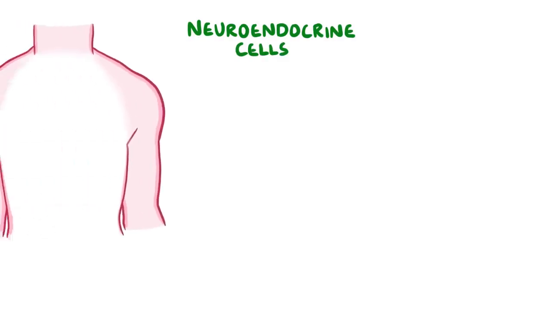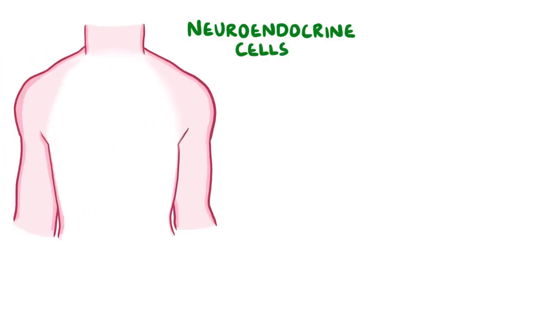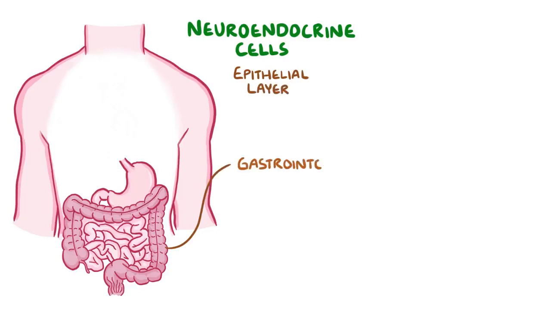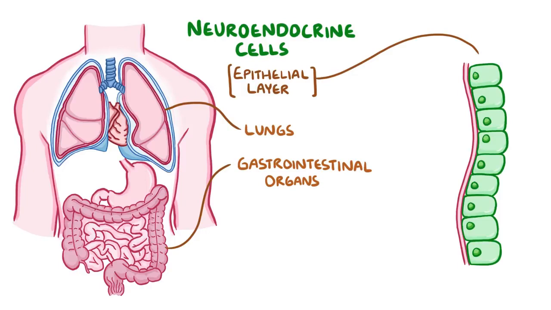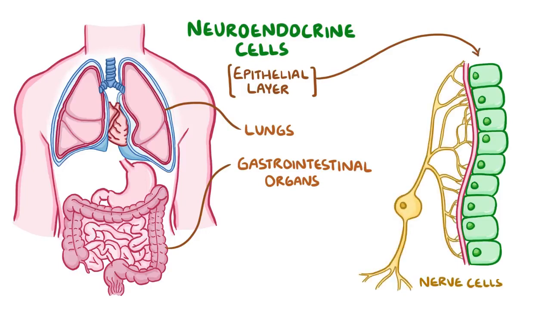So what is a neuroendocrine cell? Well, they're found in tissues throughout the body, and particularly in the epithelial layer of the gastrointestinal organs and the lungs. What happens is they receive signals from nerve cells, and in response they release hormones into the blood.